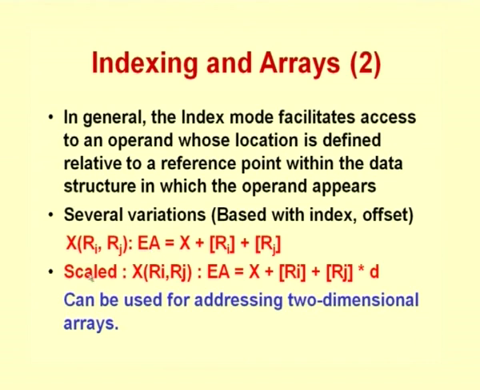Similarly, we have the scaled addressing mode here. Here what we do is, one of these variables Rj is multiplied by a factor d, which acts as the scaling factor. So, based on this, you could have different ways in which the 2-dimensional arrays can be addressed. Okay. We will take a short break now and then come back and continue on this.